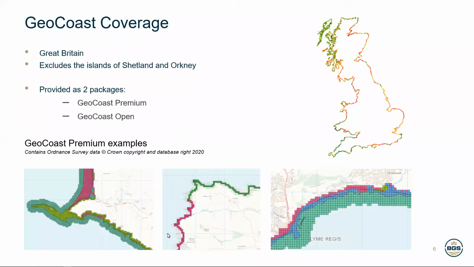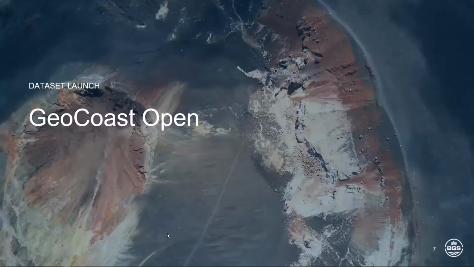So the GeoCoast product has been developed for Great Britain, therefore covering the coastlines of England, Wales and Scotland and the islands. The product does not extend to Northern Ireland. And two data packages have been made available. We've got GeoCoast Open and GeoCoast Premium. So firstly, we'll look at the GeoCoast Open dataset.